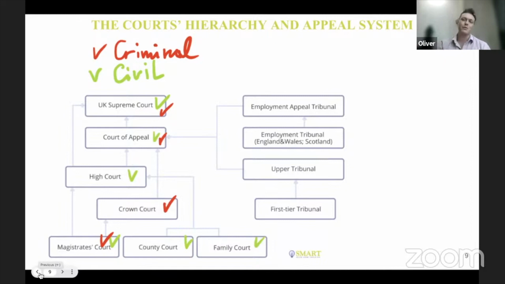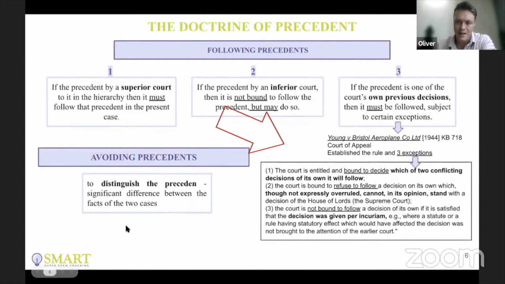They can depart from those decisions in certain situations, which we have back on the slide in Young v. Bristol Aeroplane. So 3 exceptions here. If there's conflicting decisions, they obviously cannot follow both of those decisions. There's another exception if, in their opinion, the previous decision cannot stand with a decision of what was the House of Lords, now the Supreme Court, and another where the previous decision is believed to have been made per incuriam. So effectively, with some kind of defect, it was a mistake in some way.